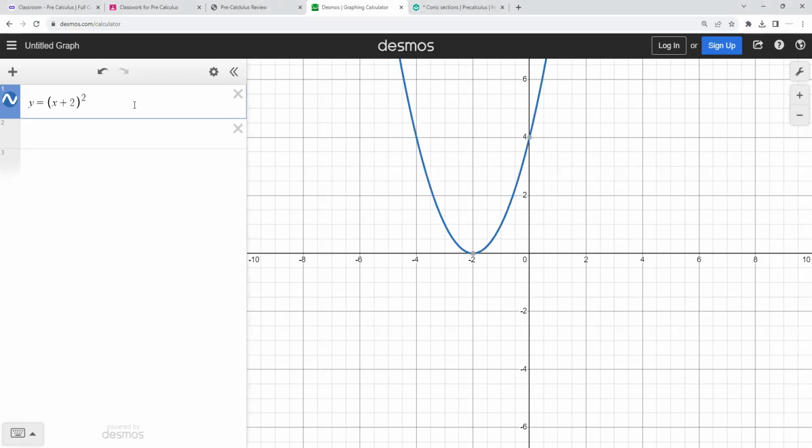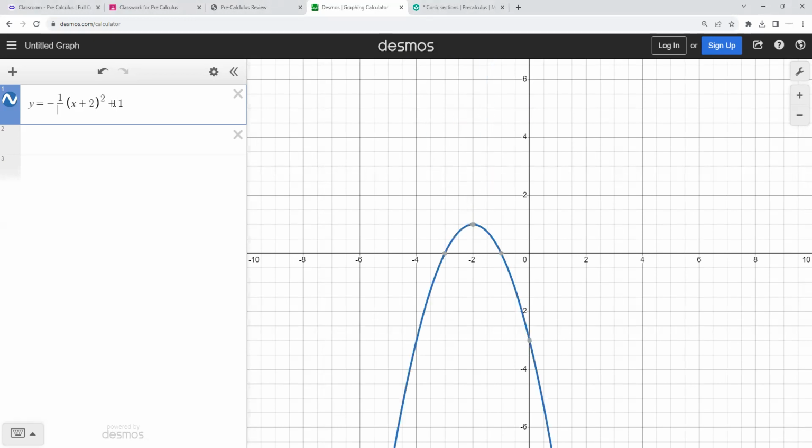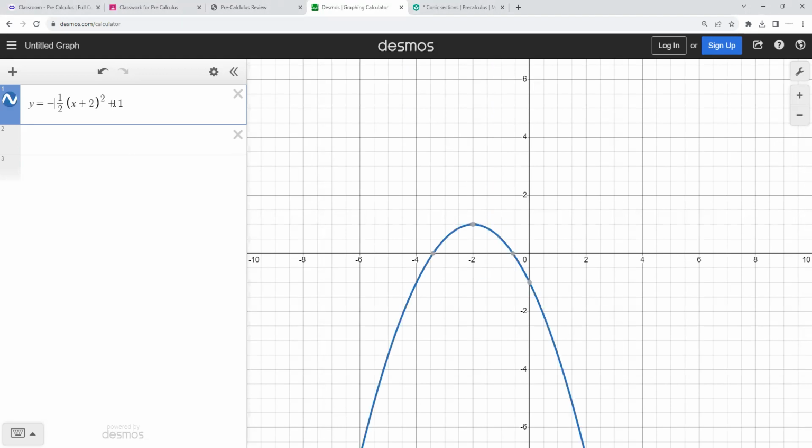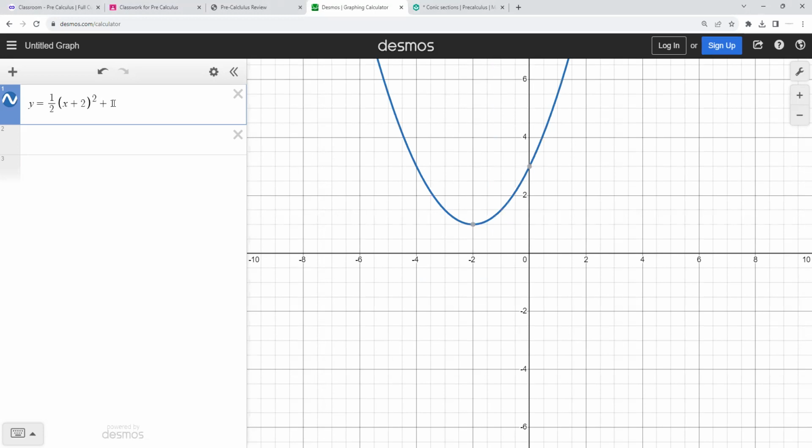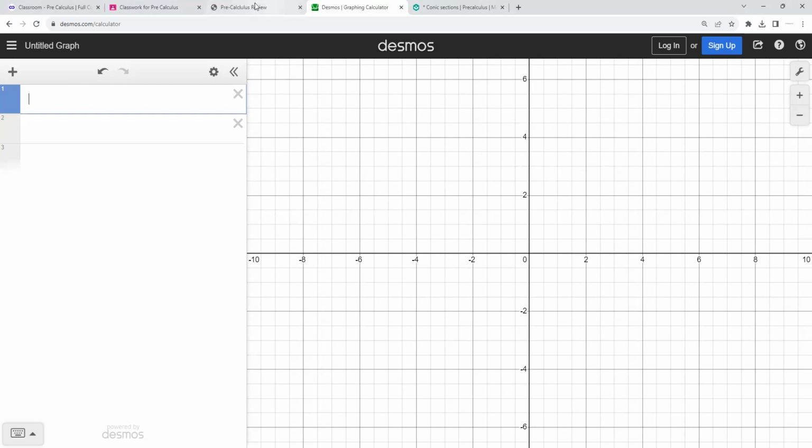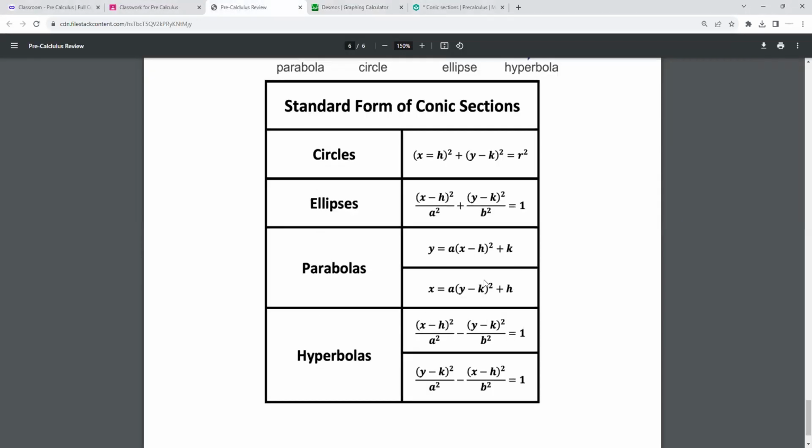So let's just put it back here for now. And the a, which is in front, if you make it bigger, it will get skinnier. It does a vertical stretch. If you make that number in front smaller, it does a vertical shrink, which is a horizontal stretch. You can see here it's getting wider. So you can play around on Desmos to see how these equations work.